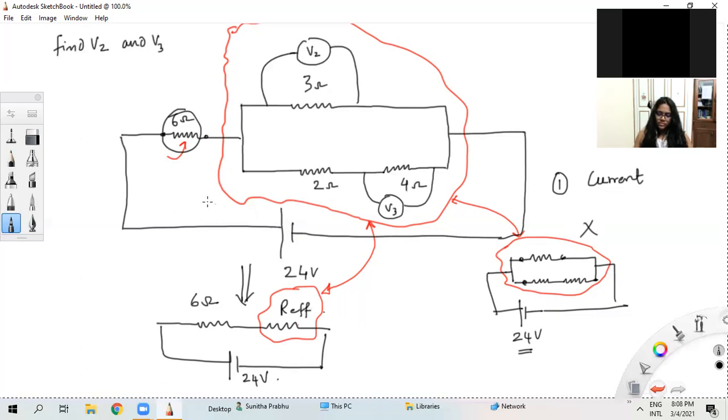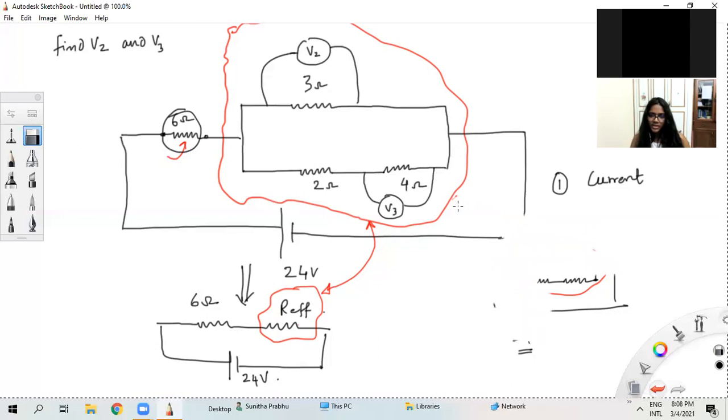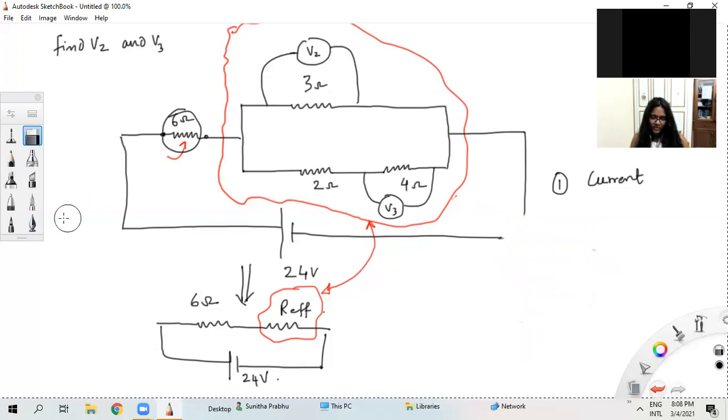So what will you do? What shall we do? Because current's formula is I equals V by R. So V is 24 and R is 6. Yeah. How is R 6? See this. This fellow is not by himself. He has all these resistances also connected with him. Okay. That means what we have to do is we have to calculate this R effective.